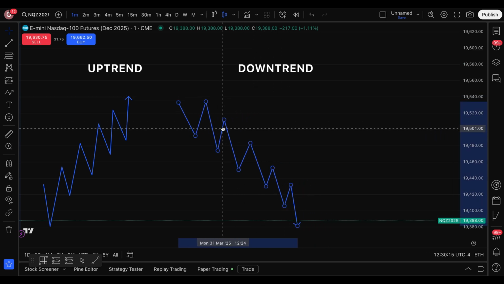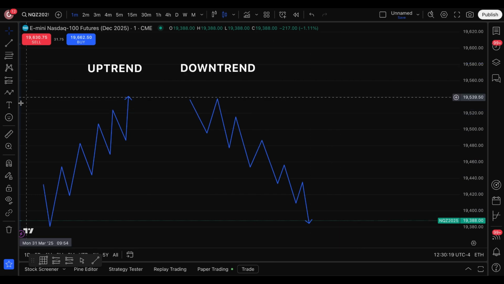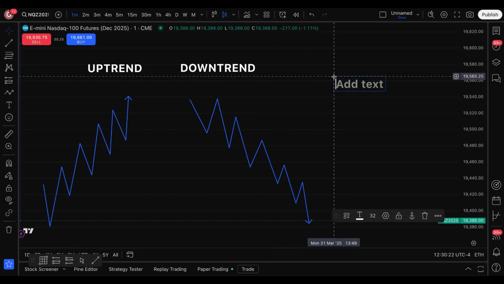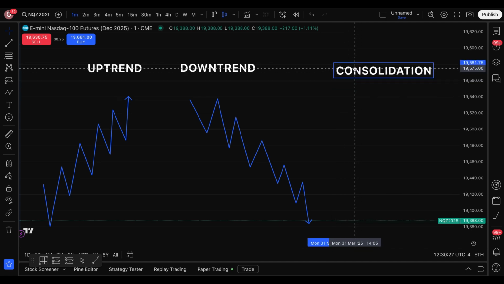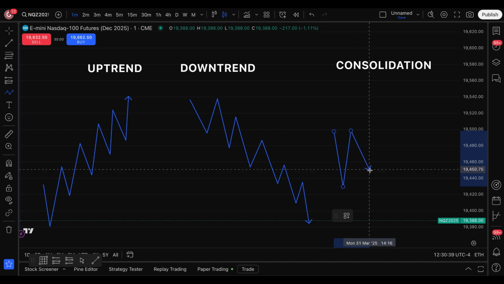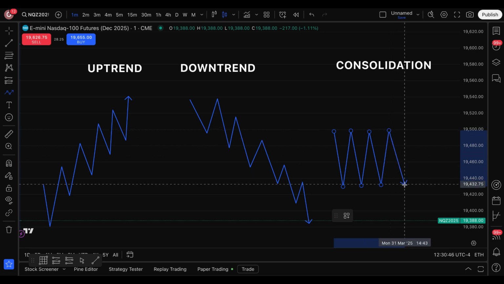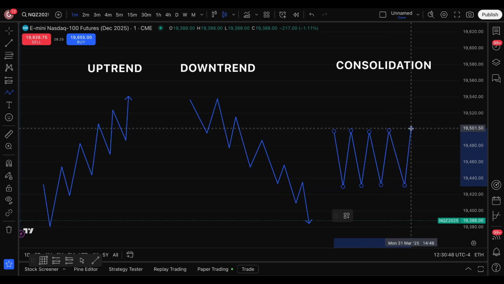Now after downtrend, the last one is identifying what consolidation is, right? Consolidation is when the market moves sideways. So for me, I avoid trading consolidation most of the time. So how do you identify consolidation? Consolidation meaning the market is moving sideways, right? So look, this would be a great example of consolidation. We're not going nowhere. You just go back and forth, right? Back and forth. You can see the market is not going nowhere. We're just moving back and forth.